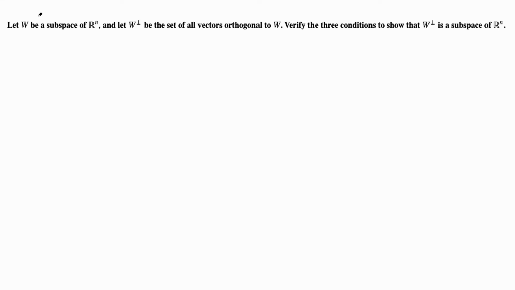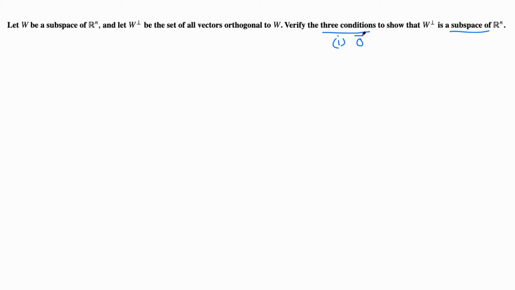Let W be a subspace of Rn, and let W perp, W perpendicular, be the set of all vectors orthogonal to W. Verify the three conditions to show that W perp is a subspace of Rn. So three conditions to show a subspace.